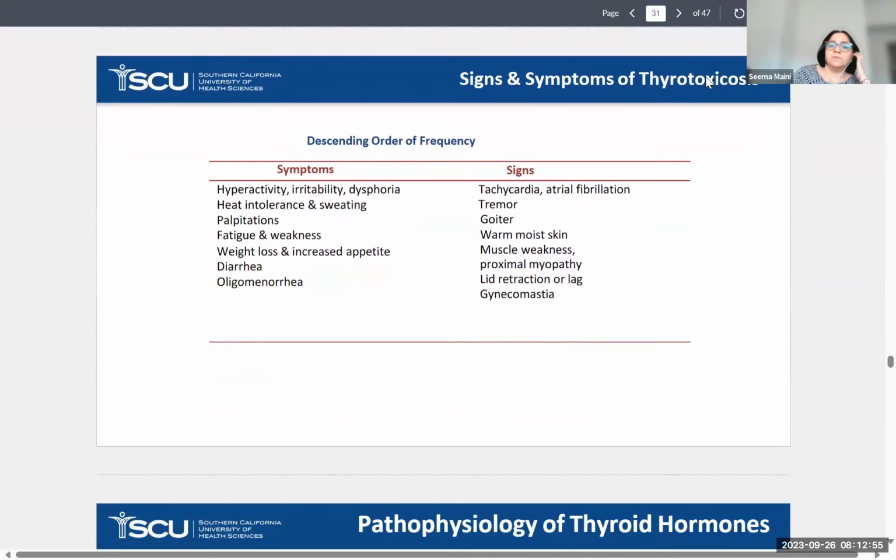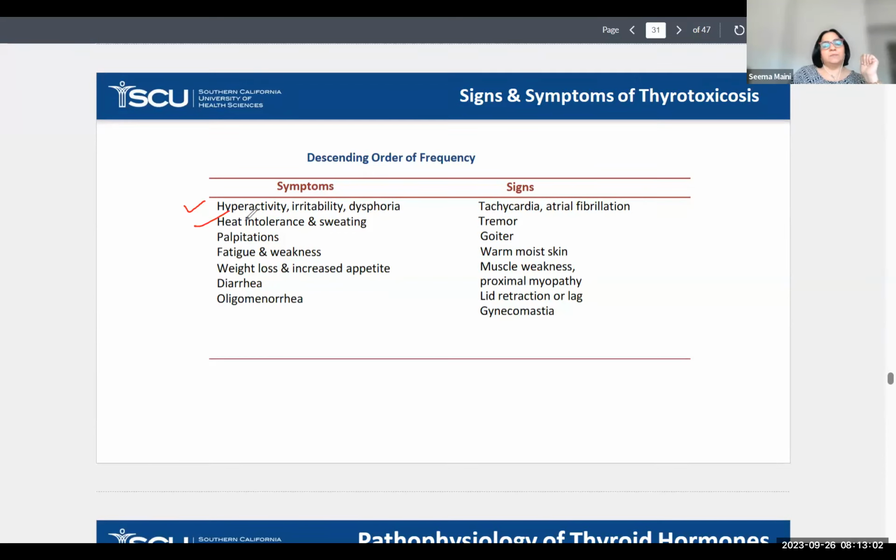But there are signs and symptoms of thyrotoxicosis, and if you look at this patient, they will be hyperactive, irritable, dysphoric, heat intolerant. The patient will be sweating in spite of a cold room temperature. The patient will complain of palpitation, fatigability and weakness, weight loss, increased appetite. So weight loss in spite of increased appetite.